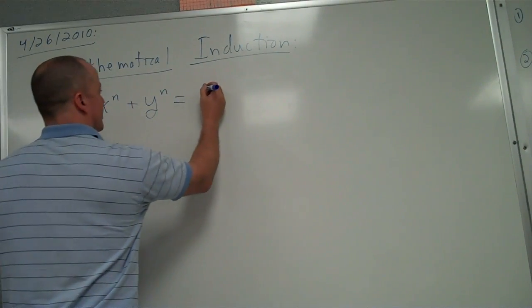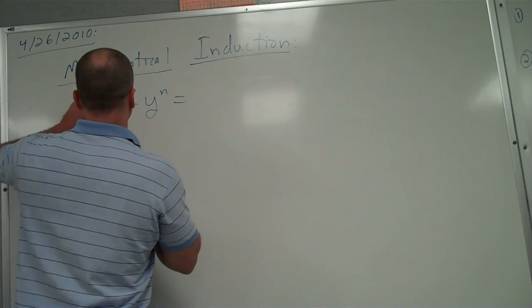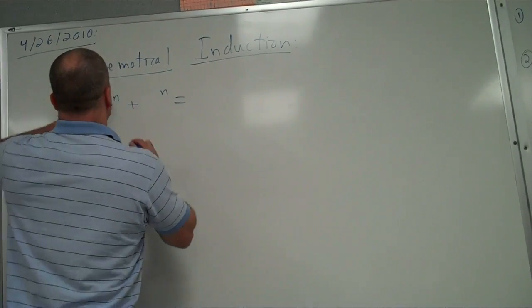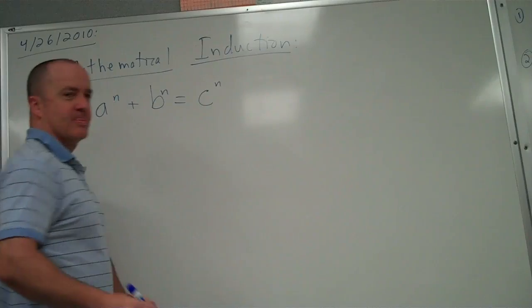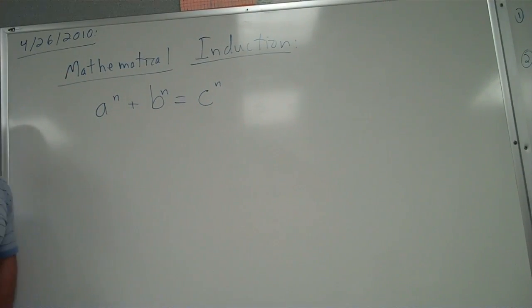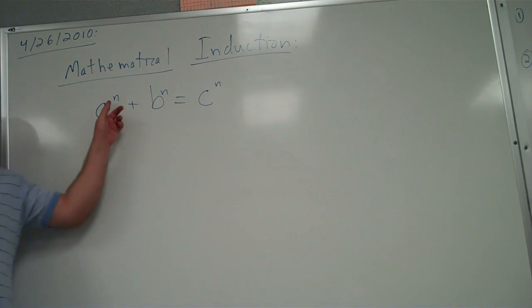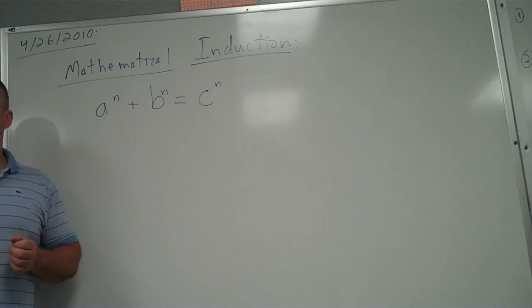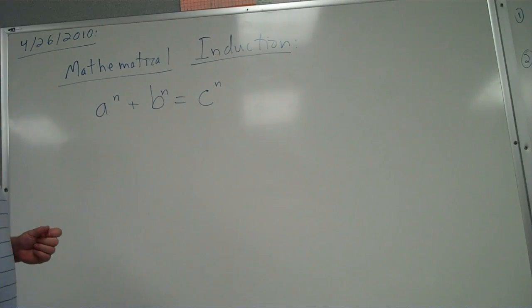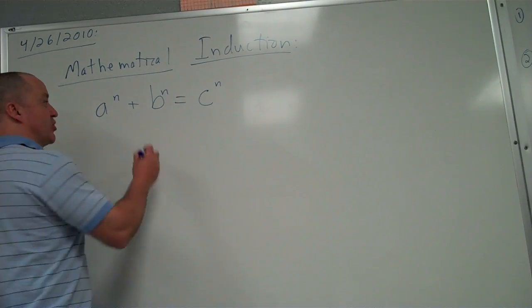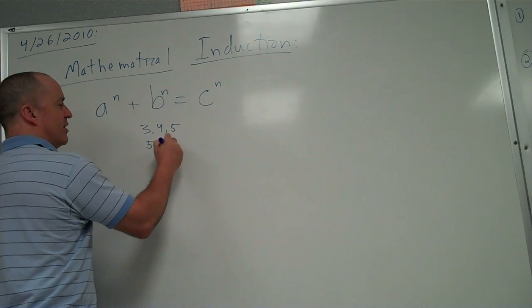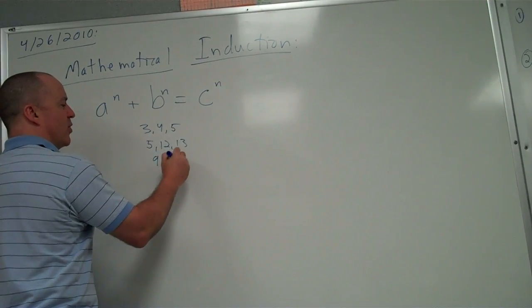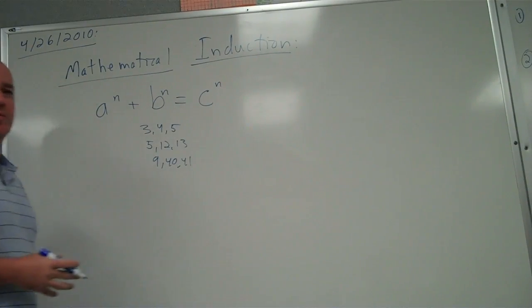Tell me if this looks familiar. Pythagorean theorem. Looks like the Pythagorean theorem. The Pythagorean theorem, what does n equal? 2. Okay. You know how the Pythagorean theorem has those triples that work? 3, 4, 5; 5, 12, 13; 9, 40, 41; plus all of their multiples?